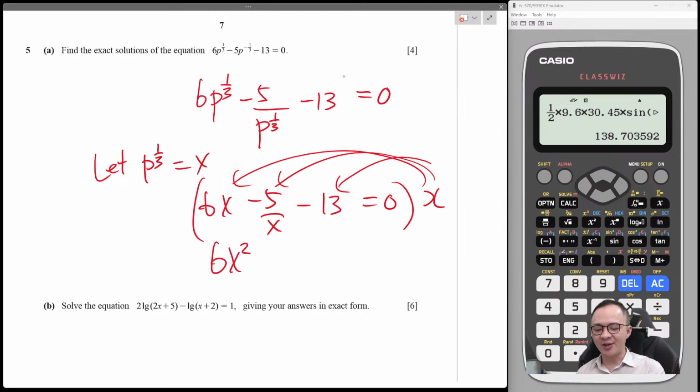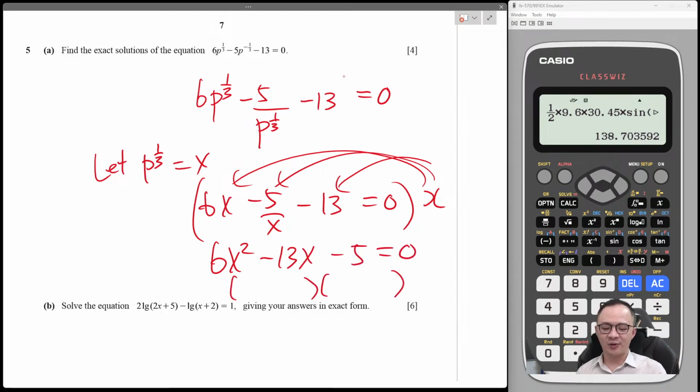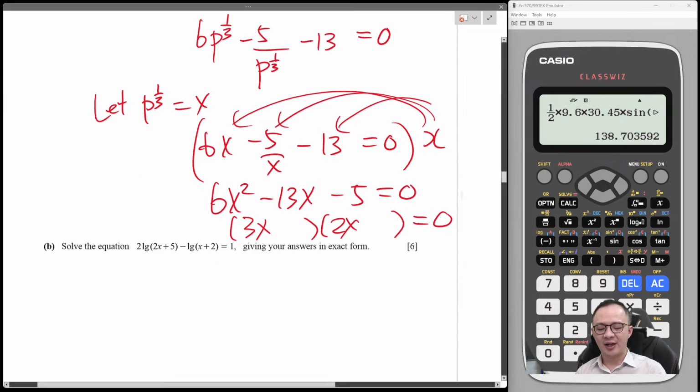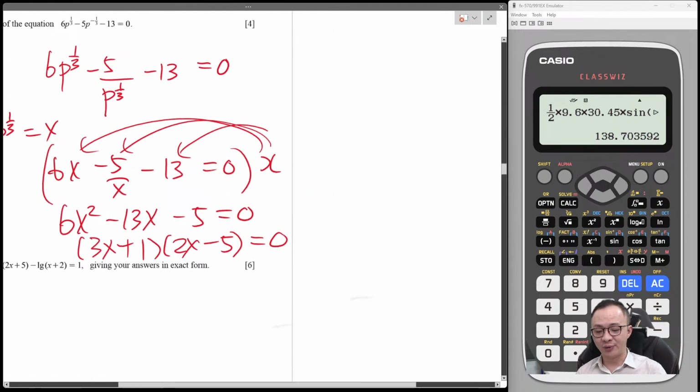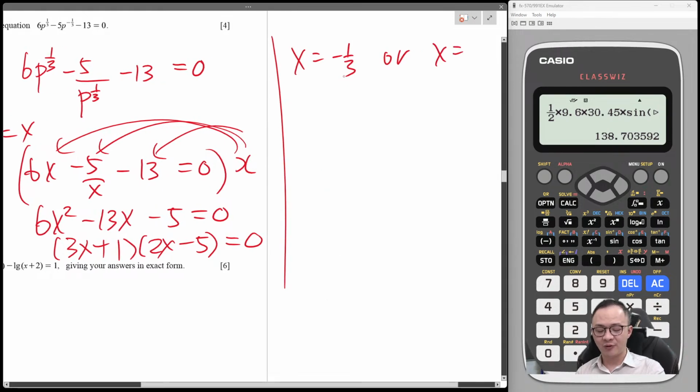So this one is 6x squared minus 5 minus 13x equals to 0. So I rearrange the whole thing. So become 6x squared minus 13x minus 5 equals to 0. Alright, then we will just need to factorize it. 3x, 2x, I want to get this one is 5 and 1, minus and plus, right? So yeah, I got my answer. So my x is either negative 1 over 3 or my x will be 5 over 2.